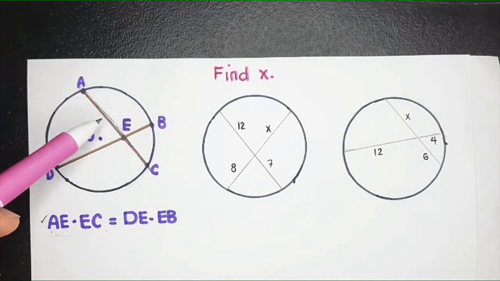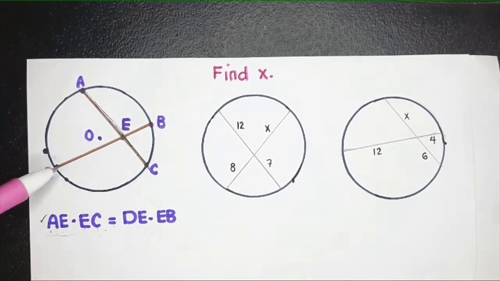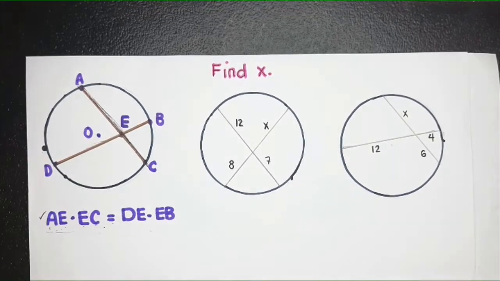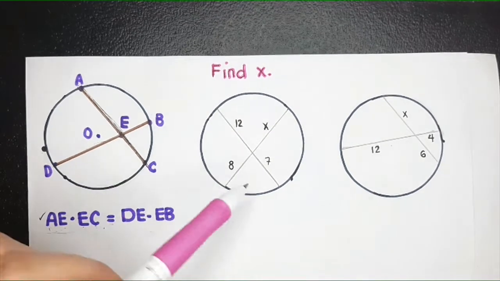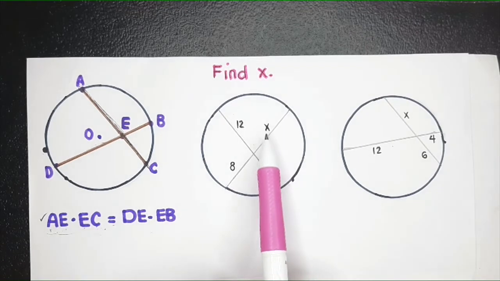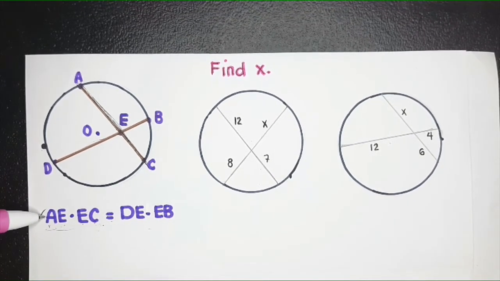itong left-hand side, product lang nito at saka nito. Nung length nito at length nito. Tapos, equal daw yun sa product ng length nito at saka nito. So, ganun lang. Okay, let's try to apply this formula to these two given figures. Let's find x. Again, i-apply lang natin ang concept na ito.